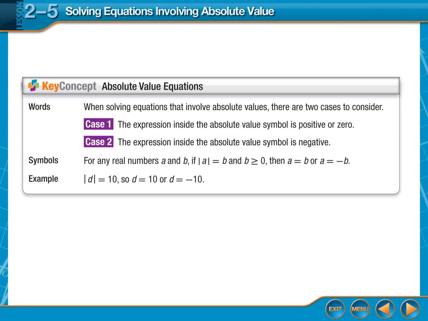So if it had absolute value equals 10, what's the opposite of 10? Negative 10. What does opposite mean? It means different from each other. In math, how are they opposites? Positive and negative. So whenever it says opposite, it means positive and negative.